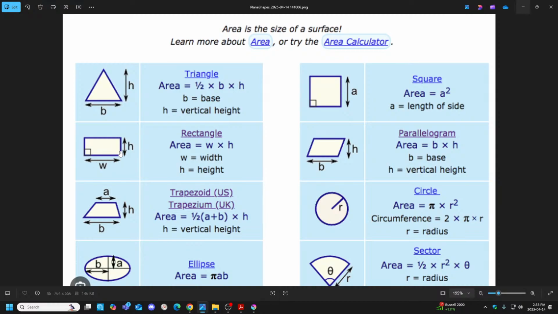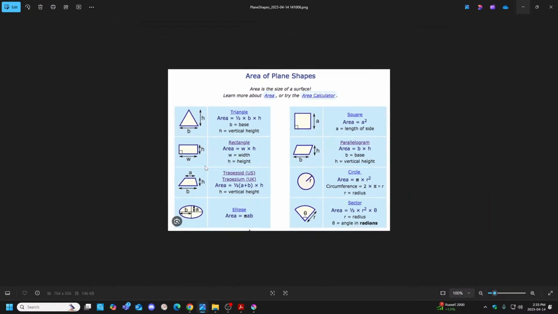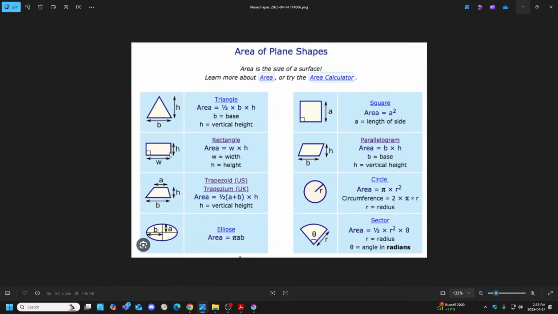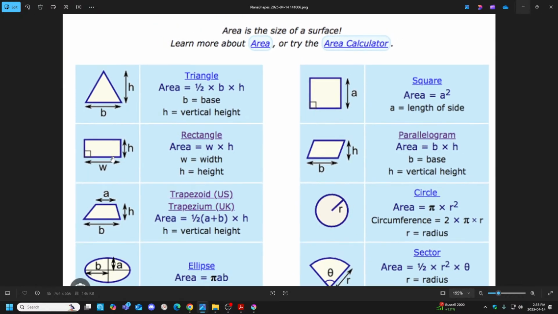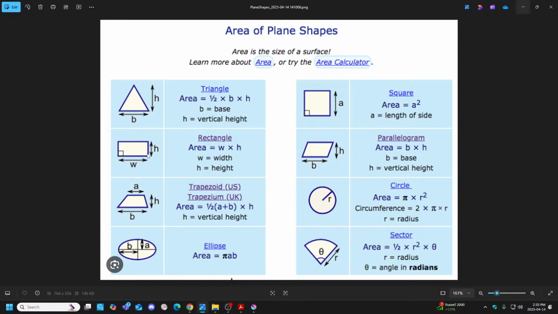I wish there wasn't a hand here. I wish I had a pointer. I don't know why there's a hand. Oh, there we go. As soon as I zoom, then it becomes a hand.